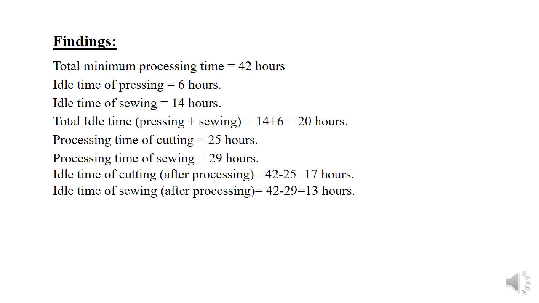And also we found from our table, processing time of cutting machine is equal to 25 hours and the processing time of sewing machine 29 hours. Additionally, we identified here idle time of cutting machine. Also we can calculate this after processing, that means 42 minus 25 is equal to 17 hours. And also we can calculate additionally idle time of sewing machine, that means after processing it is 42 minus 29, that means 13 hours.